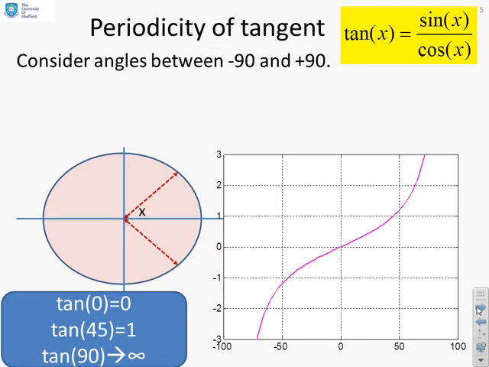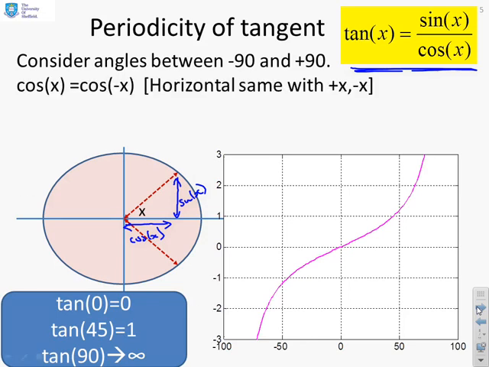Okay. What about the periodicity of the tangent, a more general definition? So we've reminded you of the definition up here, that tan x equals sin x over cos x, and you'll remember that the sin x is this value in here, and the cos x is this value in here. And so tan x is defined using that formula, and what we want to look at is what happens for angles between minus 90 and plus 90. Alright, first of all, what we did in the previous video is we noticed that cos x equals cos of minus x, and therefore the horizontal projection is the same whether you use plus x or minus x.